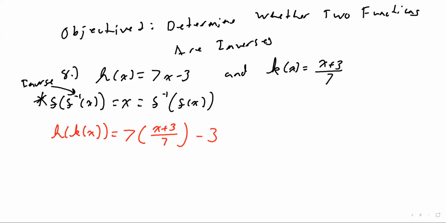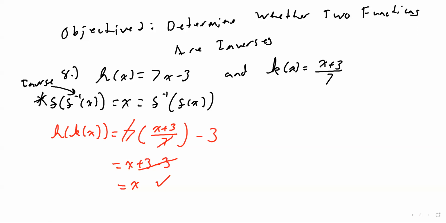Okay. 7 times, if I multiply by 7 and divide by 7, what's going to happen? They cancel out, leaving me with x plus 3 minus 3. And then what's going to happen to the 3's? They cancel out, leaving me with x. Again, you might be able to see it just like that, but you have to show it at least a couple of steps. All right, so that's good. But now we've got to determine the other direction.